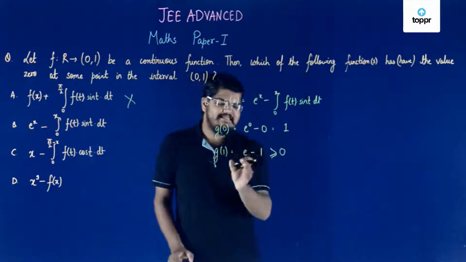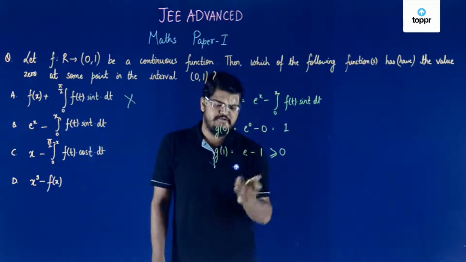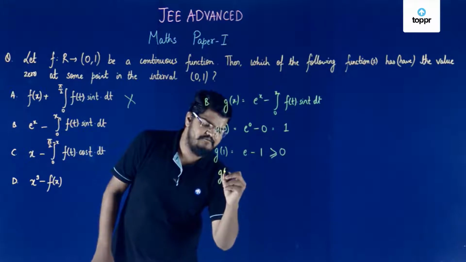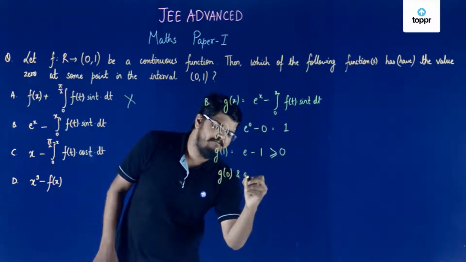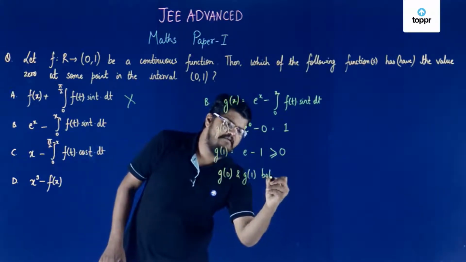Now since this e minus 1 is also greater than or equal to 0, I can say that g of 0 and g of 1 both are positive.